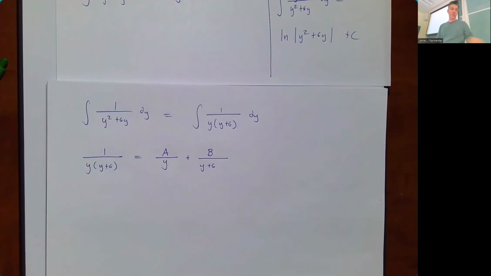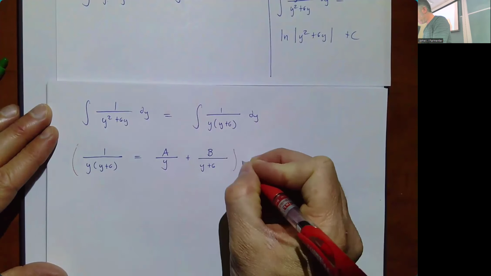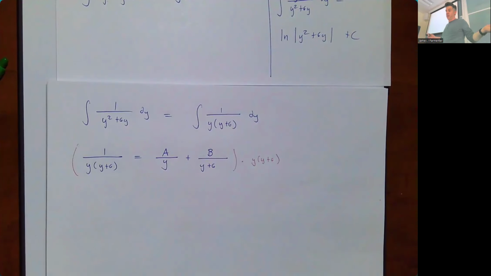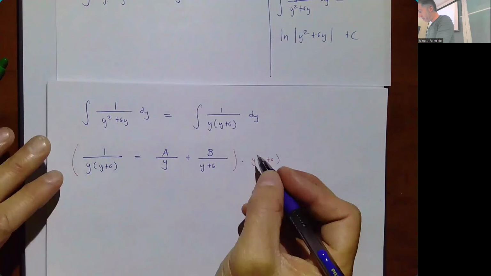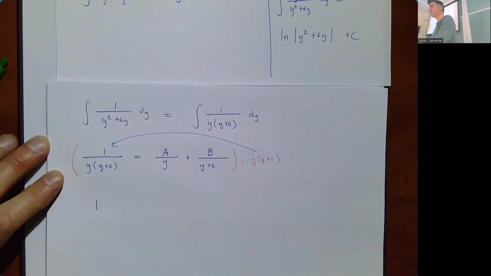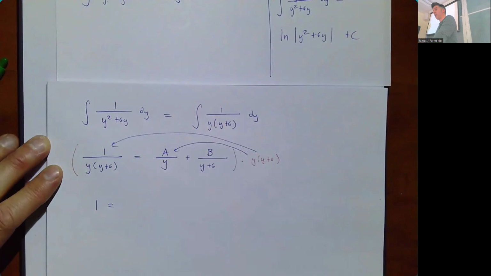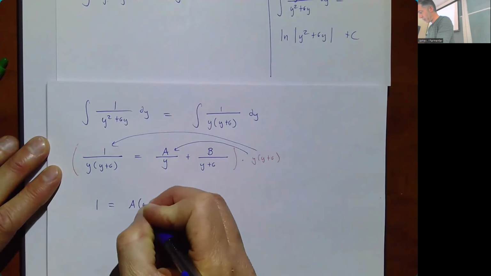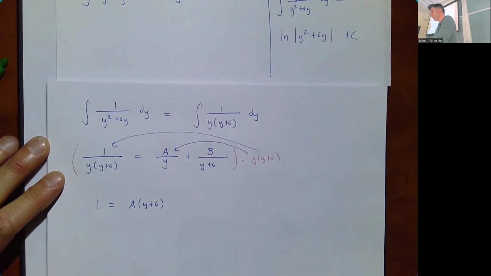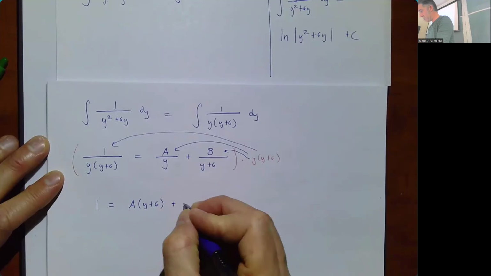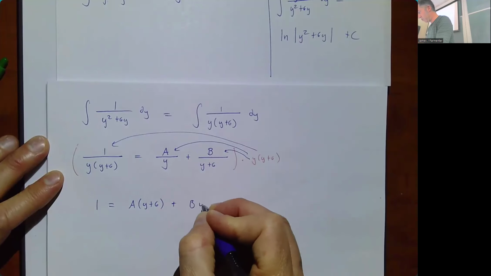We multiply both sides by the common denominator. So I'm going to multiply both sides by y times y plus 6. The whole point of this step is just to get rid of all the denominators. So when we multiply it by the left-hand side, we get 1. When we multiply y times y plus 6 times a over y, the y's are going to cancel, and we're going to get a times y plus 6. Similarly, when we multiply y times y plus 6 by b over y plus 6, the y plus 6's are going to cancel, and you're going to get b times y.